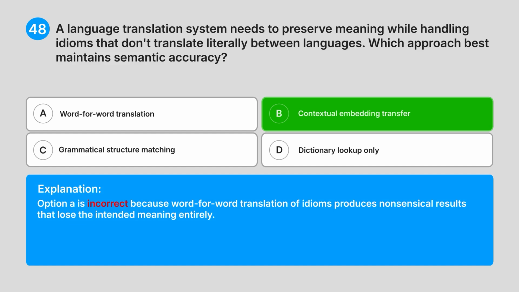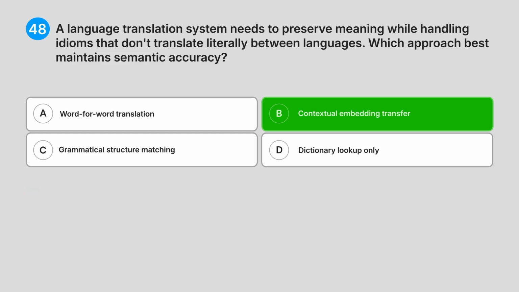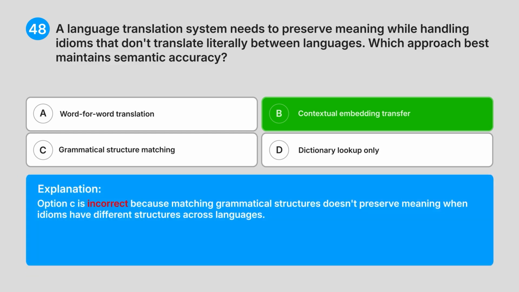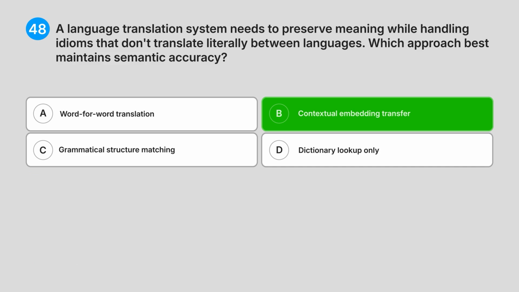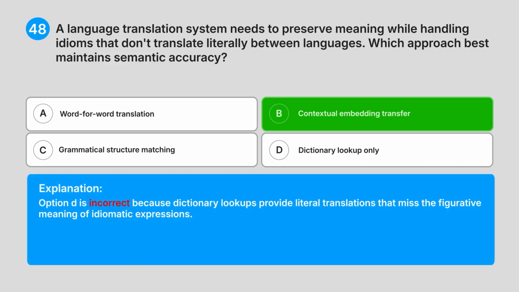Option A is incorrect because word-for-word translation of idioms produces nonsensical results that lose the intended meaning entirely. Option C is incorrect because matching grammatical structures doesn't preserve meaning when idioms have different structures across languages. Option D is incorrect because dictionary lookups provide literal translations that miss the figurative meaning of idiomatic expressions.